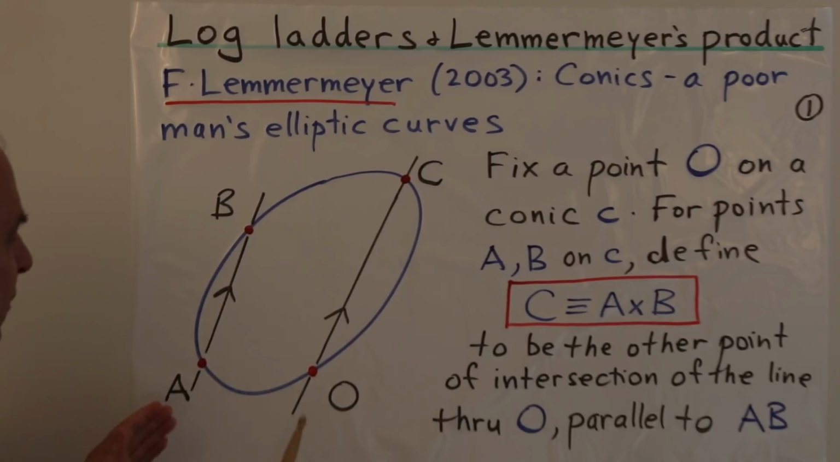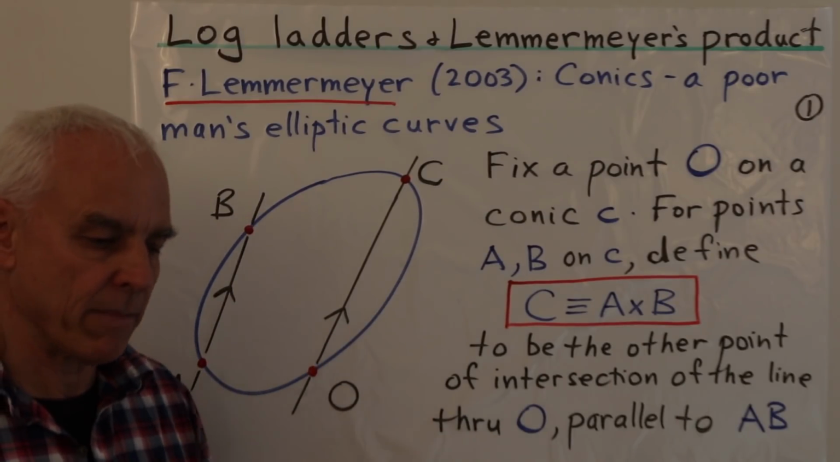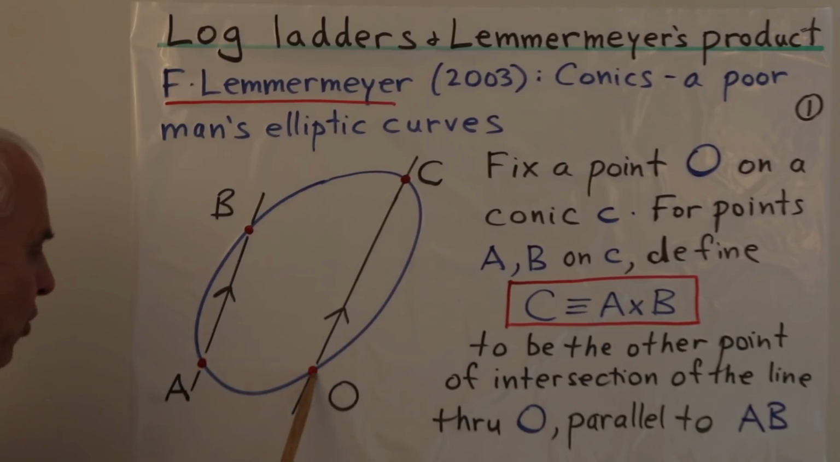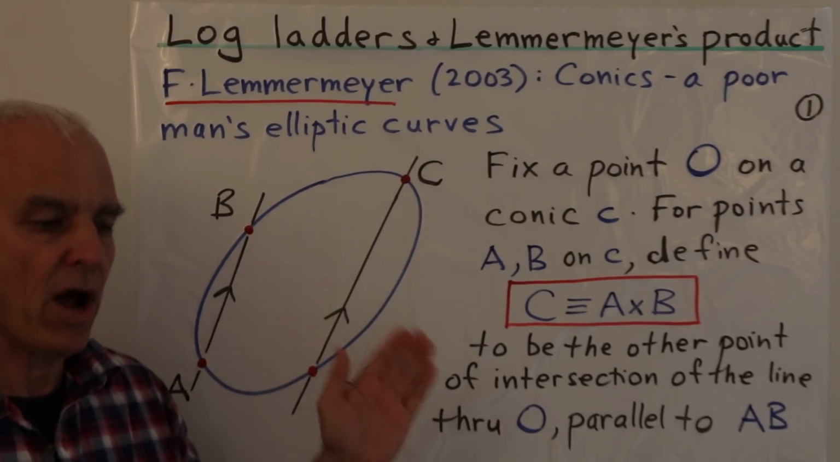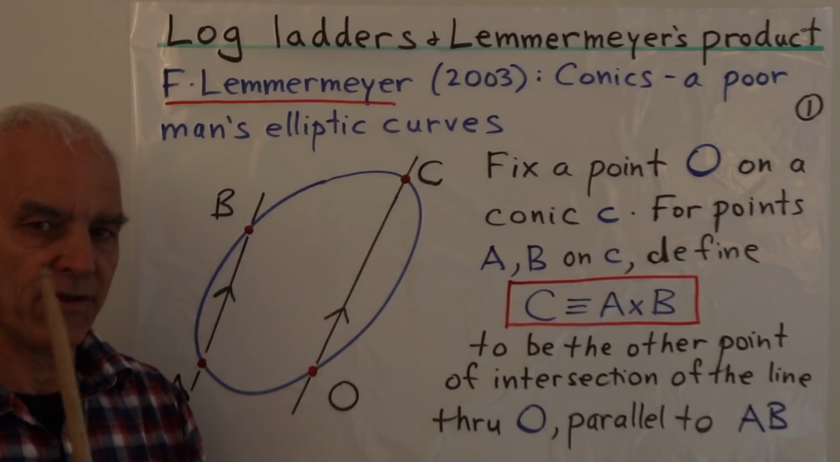So the idea is that if you have a conic like this one, but it doesn't have to be an ellipse, it could also be a parabola or a hyperbola, and we fix a point O on it. Okay, so that's the starting point. We fix a point O on a conic. And then we're going to define a multiplication or a product for points on this conic.